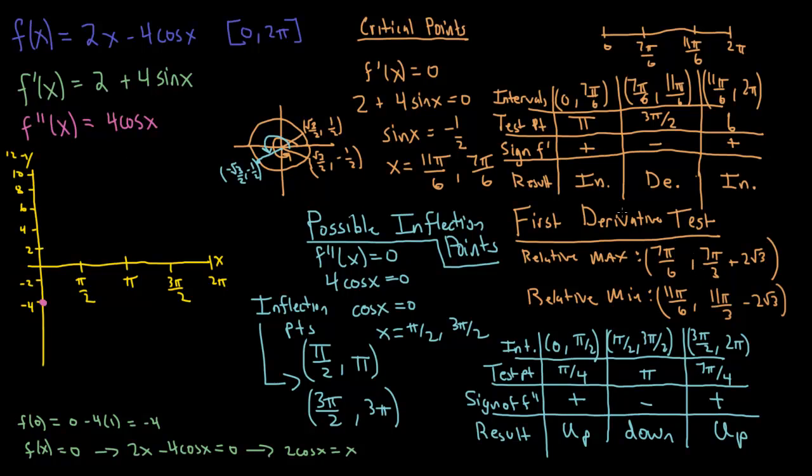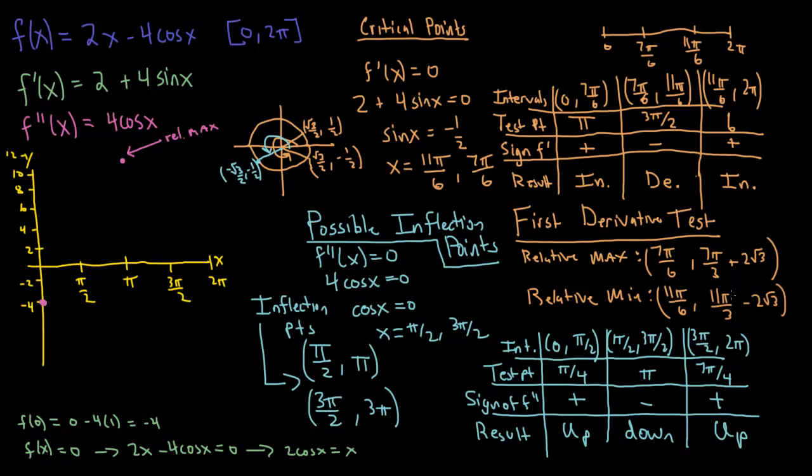Okay, so let's see. What was that? It was 7 pi over 3 plus 2 square roots of 3. So this y value right here is approximately 10.8. So we have this point right here. It's 7 pi over 6, and then approximately 10.8. So maybe about right there. And that's going to be a relative max.